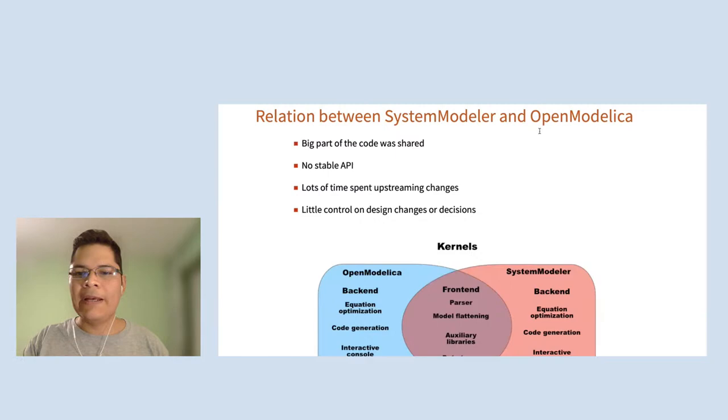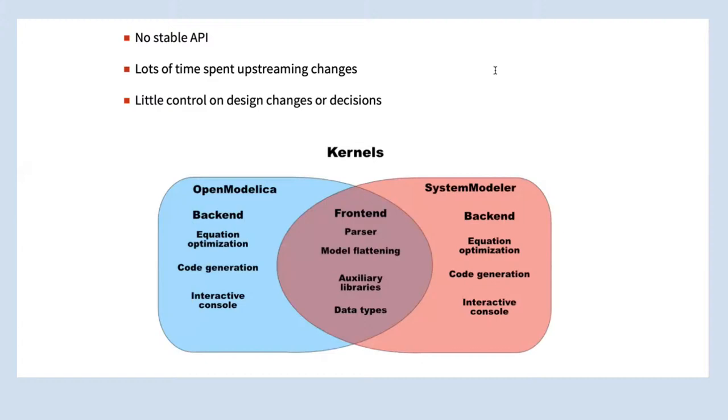Okay, now I'm going to show you the relation between OpenModelica and System Modeler. As I told you before, these projects were related, and basically a big part of the code was shared. So OpenModelica is this project and it had these two parts, the backend and the frontend. The frontend is the part of the code that does the model parsing and the initial simplification of the model. It also had a bunch of auxiliary libraries and data types.